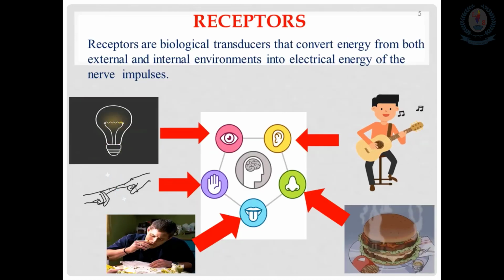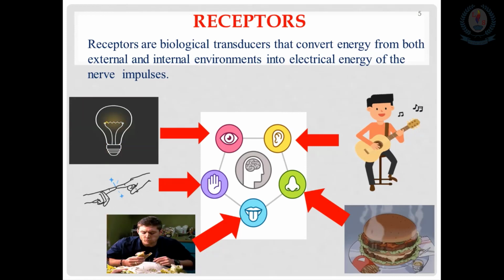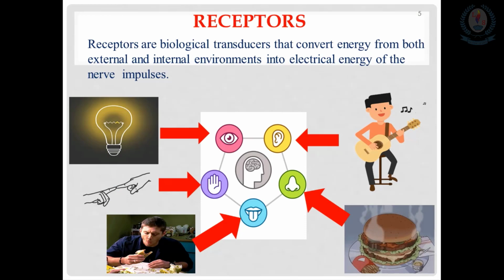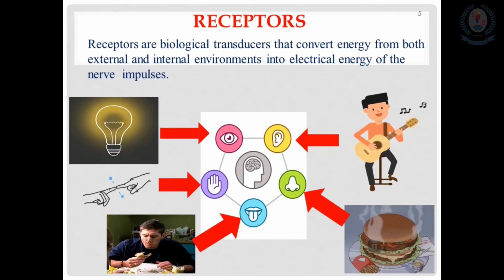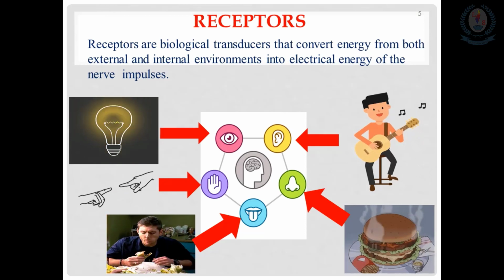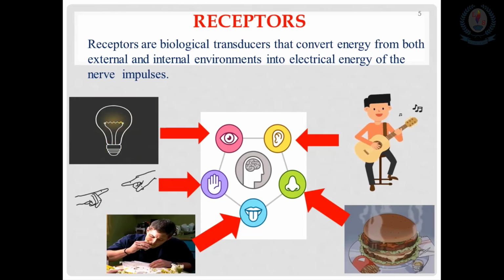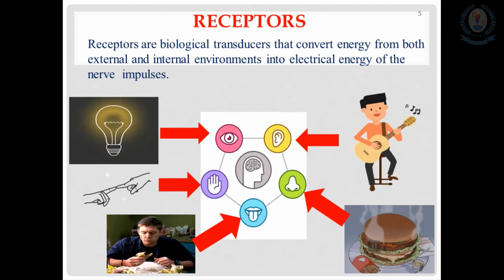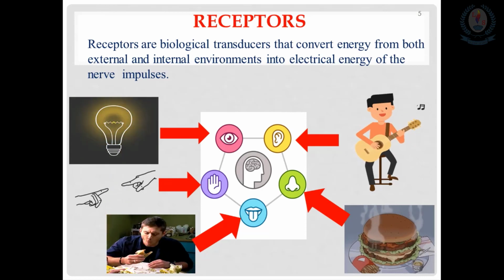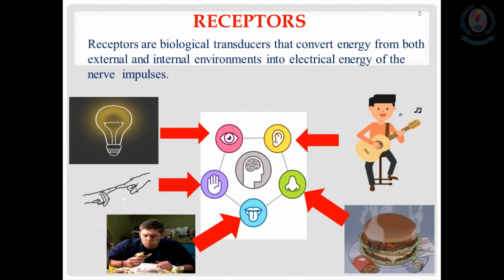Receptors help to detect the stimulus by changing its energy into the electrical energy of the nerve impulse. For example, the human eye converts light energy into a nerve impulse. The ear converts sound to a nerve impulse. So, eyes, ears, nose, tongue, and skin are the basic receptors in the human body.